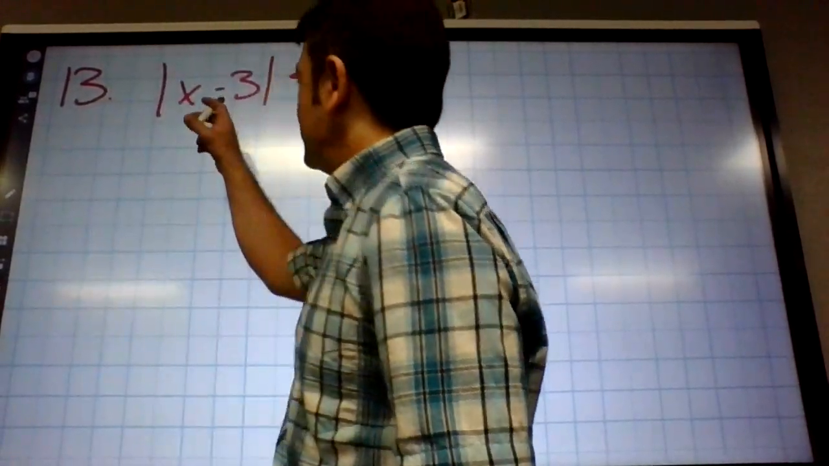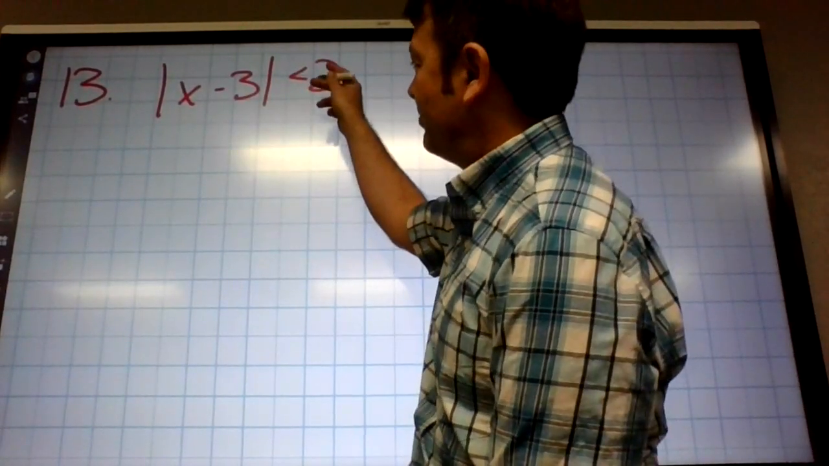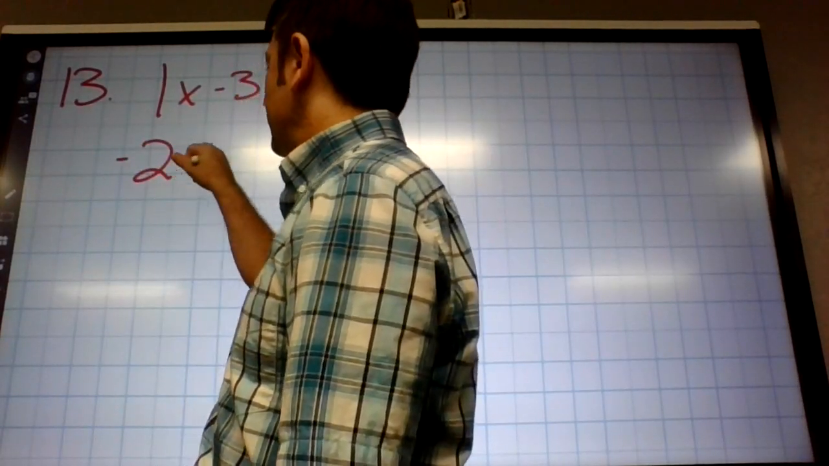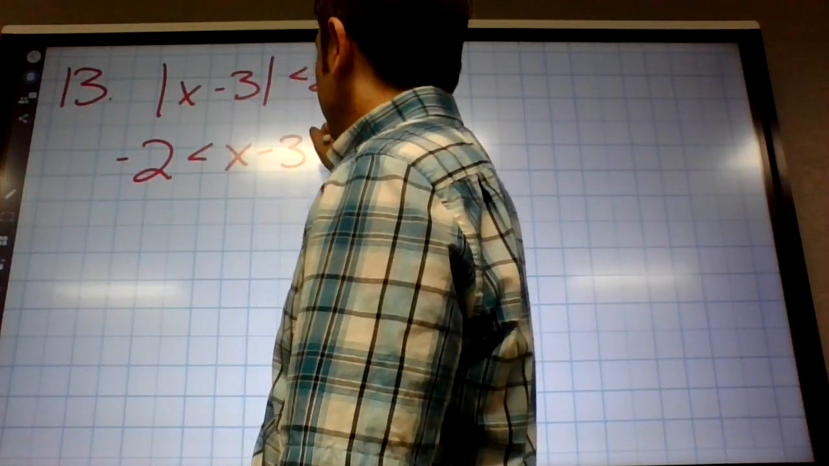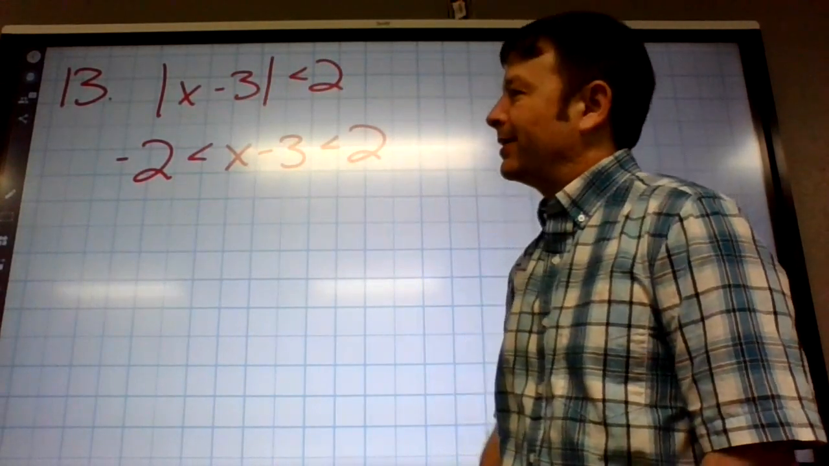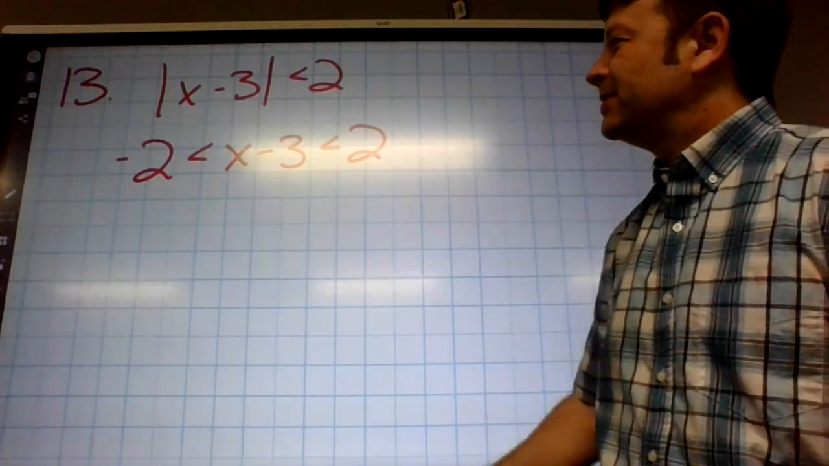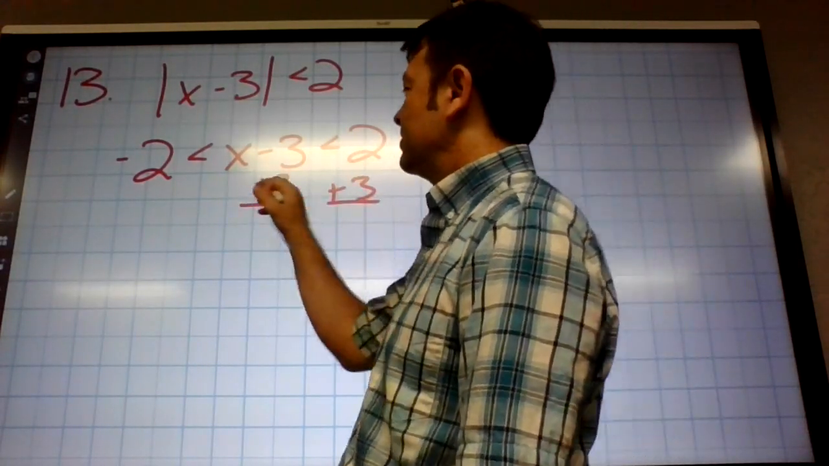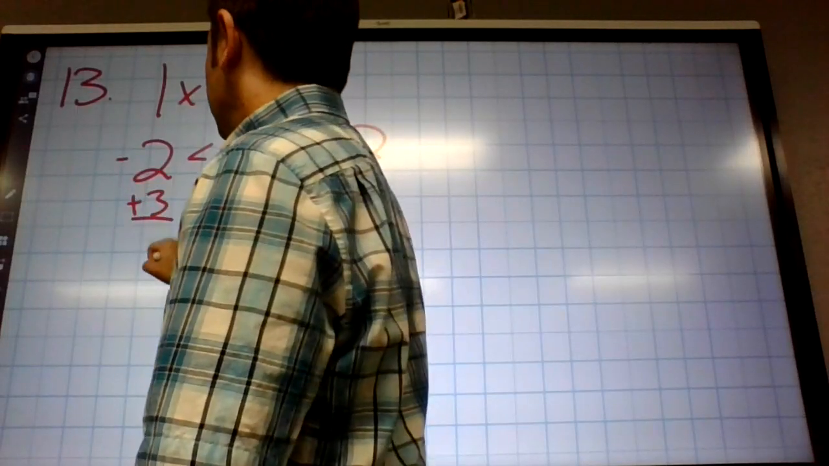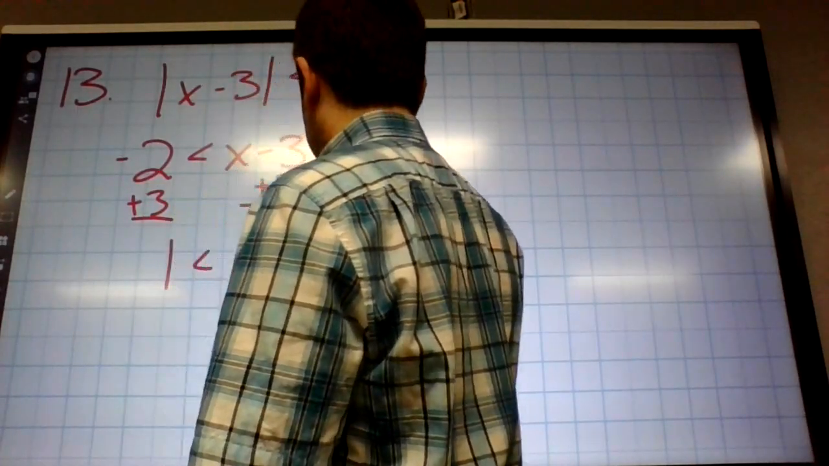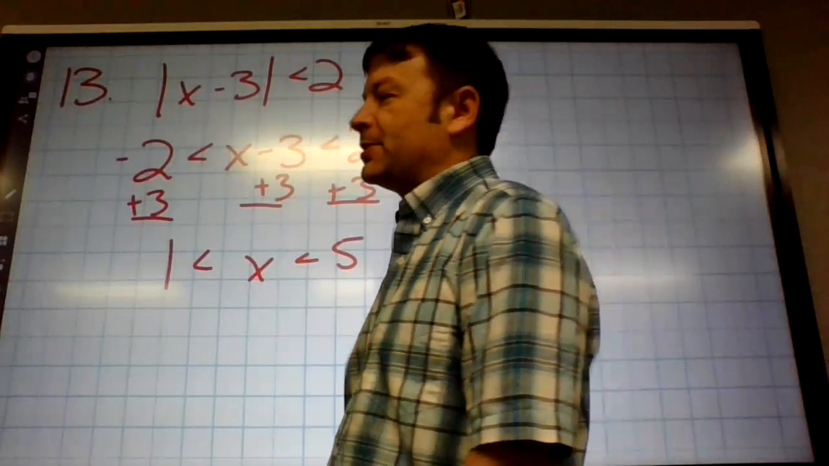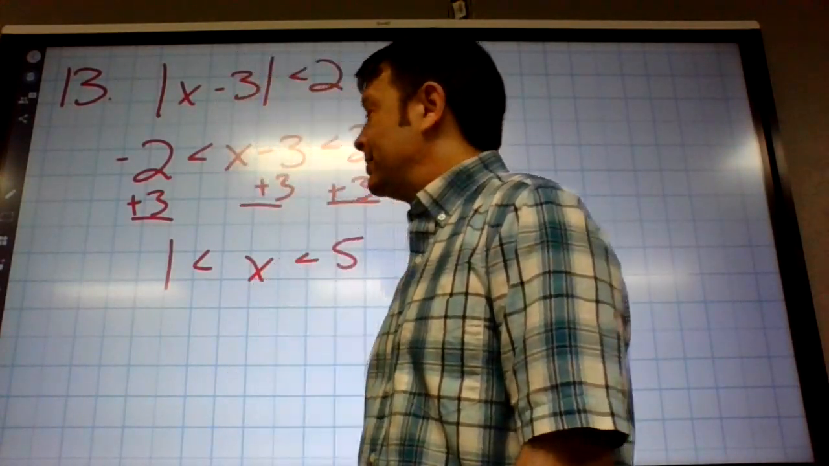So how do we set up an absolute value less than problem? On Thursday, this is the one where it gets set up between the two. Like that. And then to solve for x, we want to get x by itself in here. So x is between 1 and 5. So this is going to look a lot like number 9.